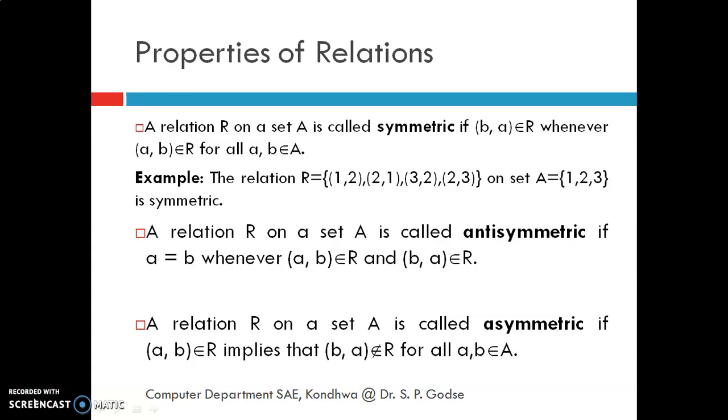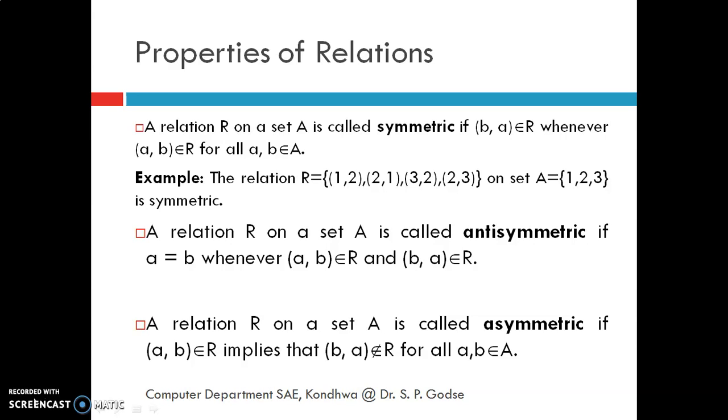Next property of relation is symmetric relation. A relation R on set A is called symmetric if (B, A) belongs to R whenever (A, B) belongs to R, for all A, B belonging to A. So if any ordered pair of the kind (A, B) belongs to relation R, then (B, A) should exist. It should be satisfied for all A, B belonging to A. Then that relation is called a symmetric relation.